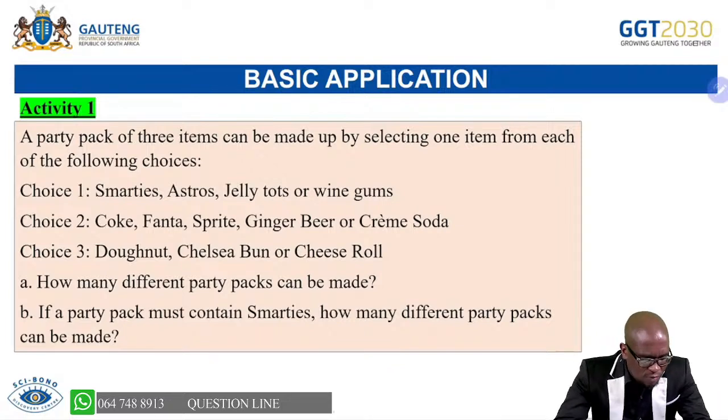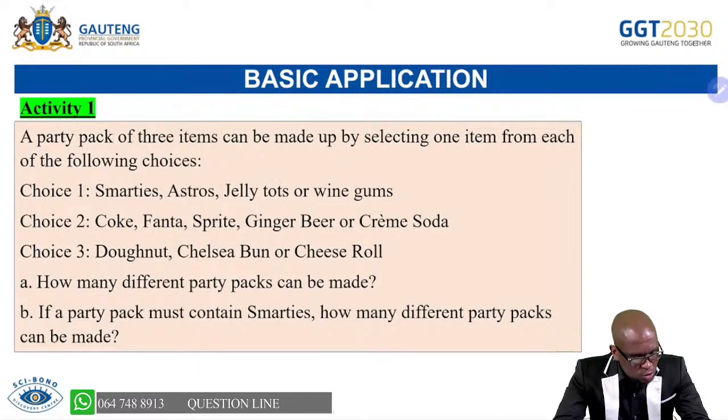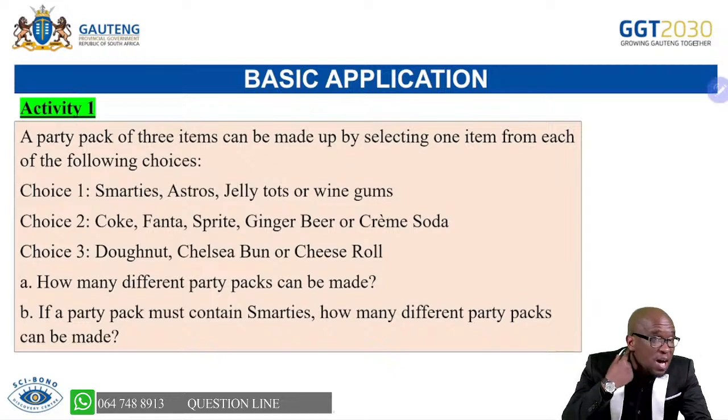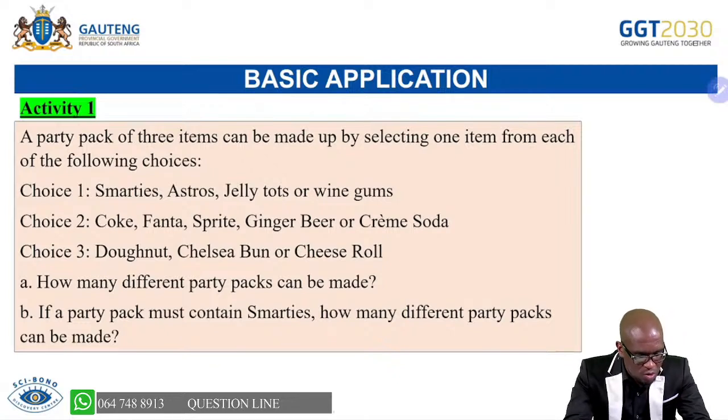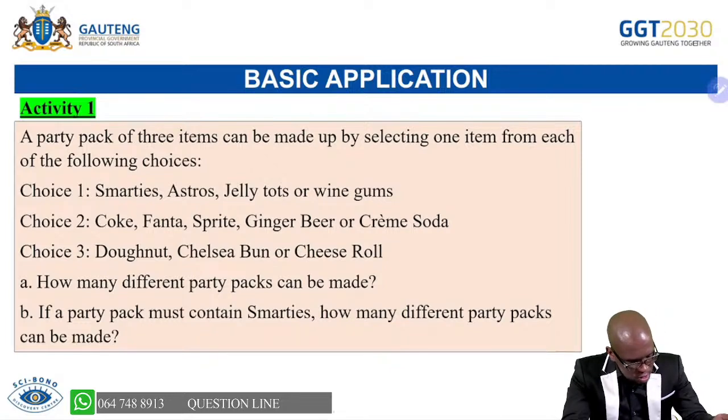A party pack of 3 items can be made by selecting one item from each of the following choices. Choice 1, we have Smarties, Astros, Jelly Tots, or wine gums. Choice 2, Coke, Fanta, Sprite, ginger beer, cream soda. Choice 3, we have donut, Chelsea pan, or cheese roll. Now, how many different party packs can be made?